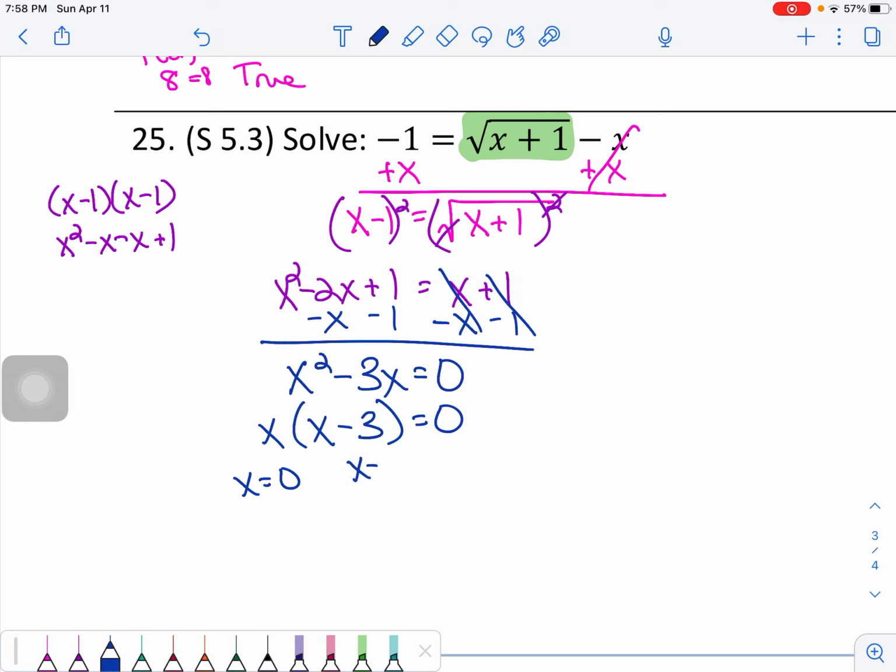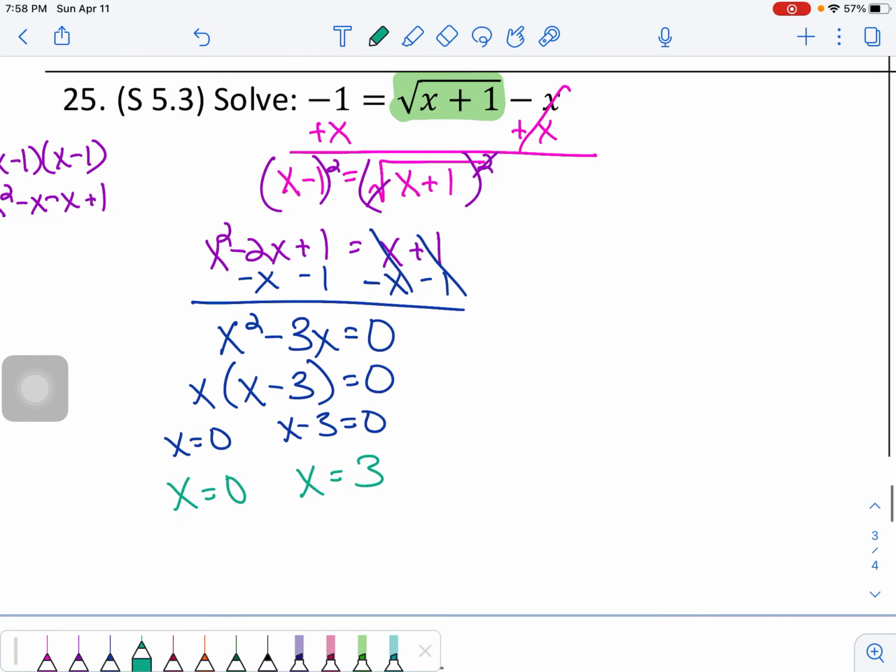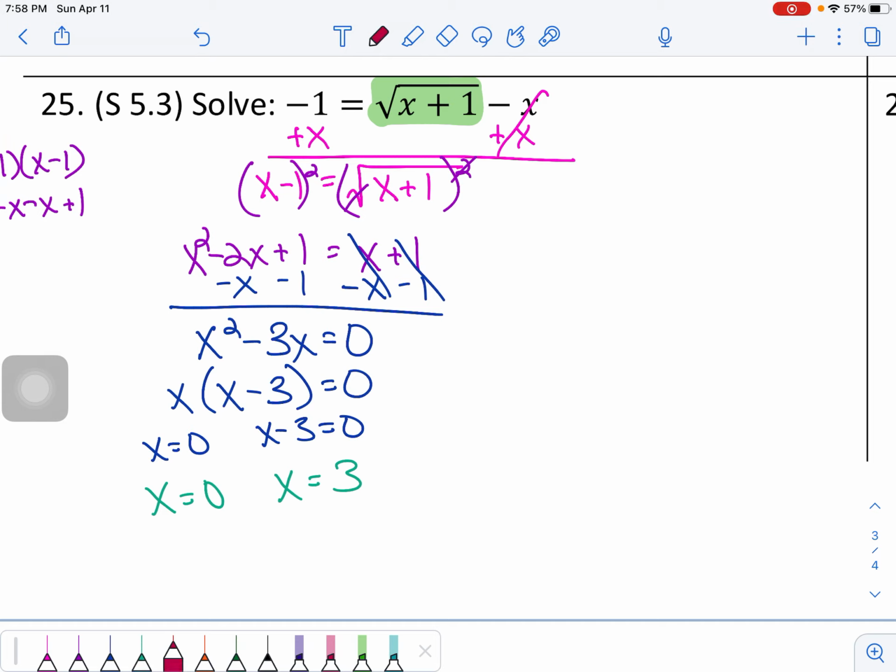Set each factor equal to 0. And I'm going to get two possible answers. X is possibly equal to 0 or x is equal to 3. I don't know if either one of them or both of them work. So I'm going to take both of them and I'm going to check my work. So let's check 0 first.